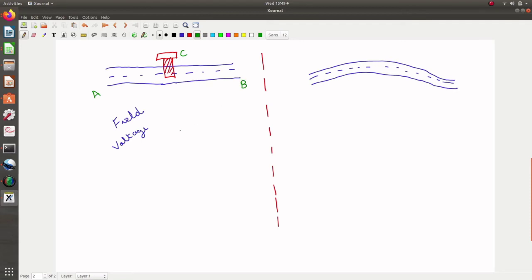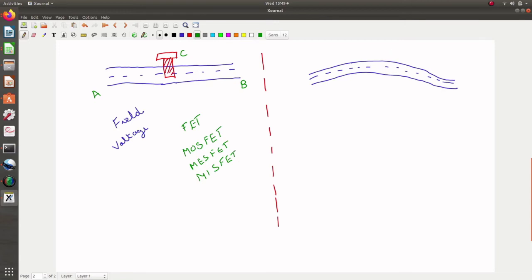Examples of such transistors are field effect transistors, FET. Other examples are MOSFET, MESFET, MISFET, and so on and so forth.